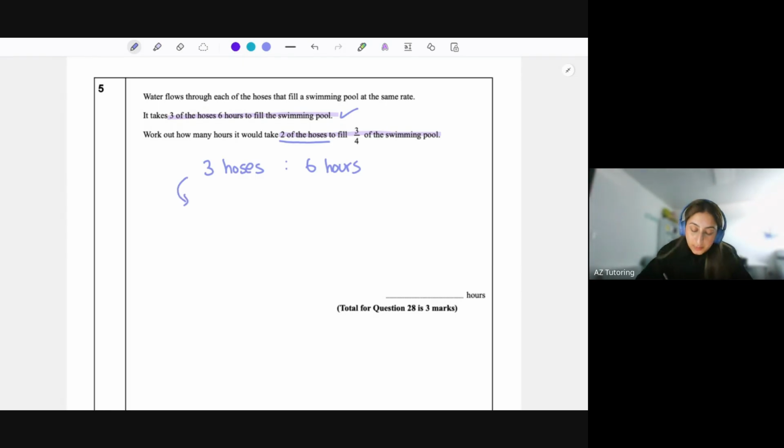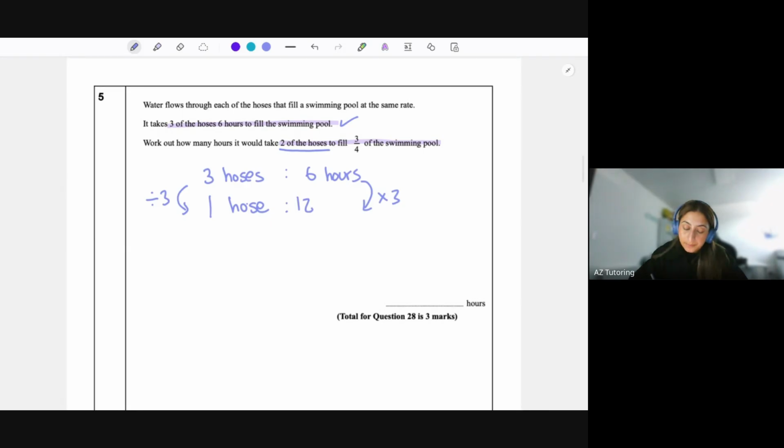So first of all, I'm going to find out how long it's going to take one hose. So if I go from 3 to 1, divided by 3, 3 divided by 3 is one hose. I'm going to times it by 3 on the other side. So I'm going to do the opposite sign because the less hoses you have, the more time it's going to take. So 6 times 3 is 18. So it's going to take one hose 3 times the amount of time to fill the swimming pool. So one hose takes 18 hours to fill the pool.